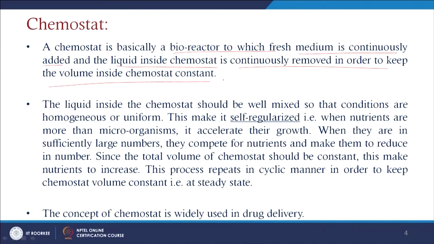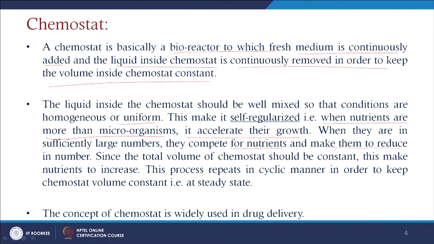The liquid inside the chemostat should be well mixed, so that conditions are homogeneous or uniform, and this makes it self-regularized. That is, when nutrients are more than microorganisms, it accelerates their growth. Definitely, if it is not properly mixed, then we cannot find a uniform structure of the medium, and growth will be hampered. When they are in sufficiently large numbers, they compete for nutrients and reduce in number. Since the total volume of the chemostat should be constant, this makes nutrients increase. This process repeats in a cyclic manner in order to keep the chemostat volume constant. That is, at steady state, in a cyclic form, we will always have a constant level maintained.